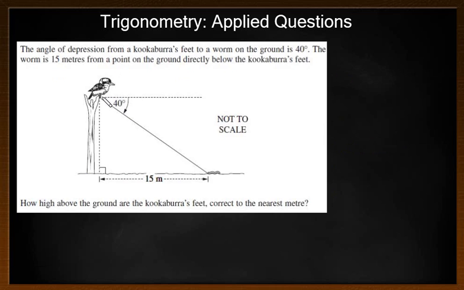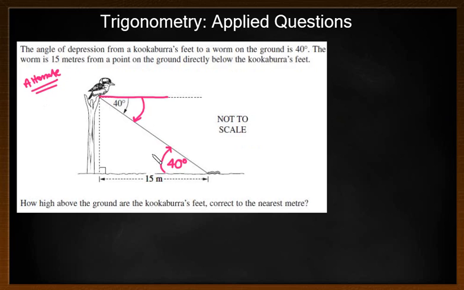Hopefully you remember the depression means you look out across, and then you look down to the point that you're looking at. So it says the angle of depression from the kookaburra's feet to a worm on the ground is 40 degrees. And I've got that drawn out nicely for us. Of course, you might remember too that the angle of depression is also equal to the angle of elevation. Okay, and that's from that angle called the alternate angles, or Z angle as some people might refer to it as, but alternate's a better name for it.